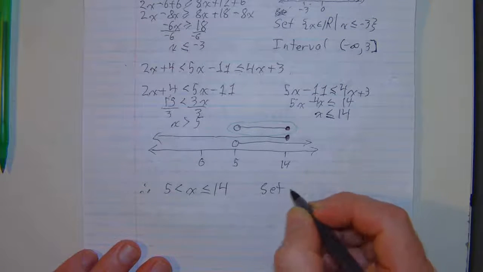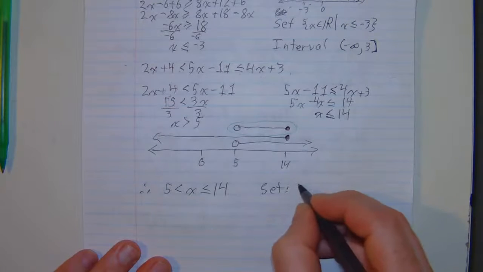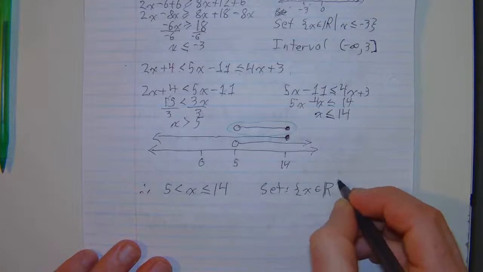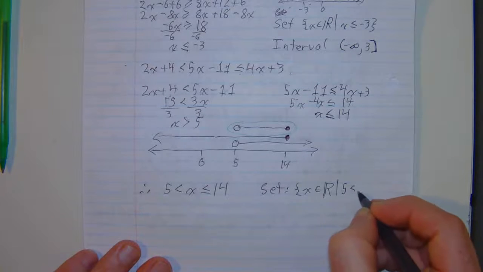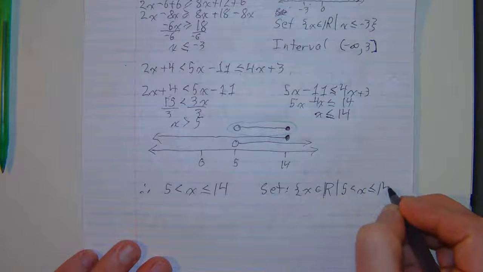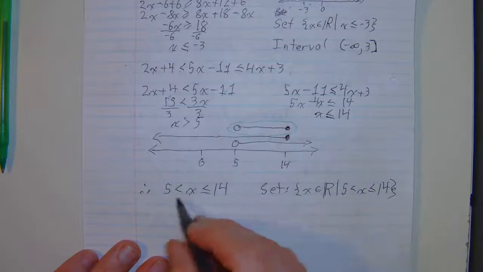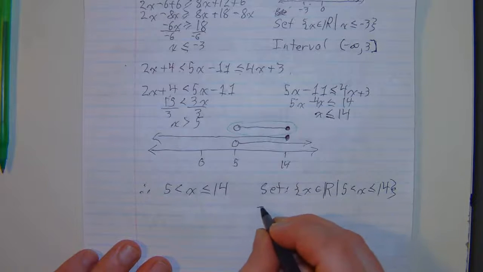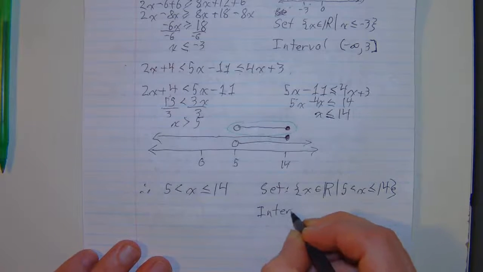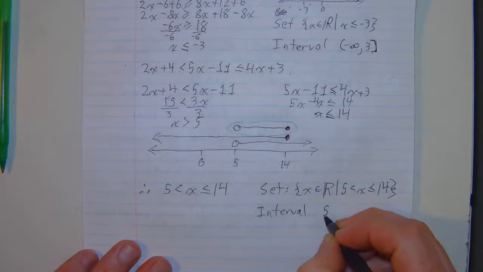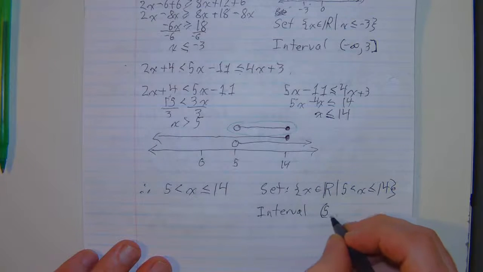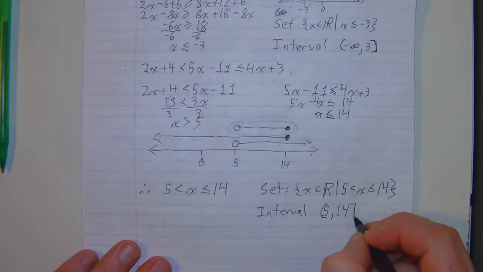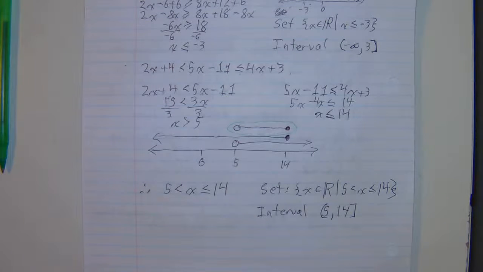And we can also write that as a set. And just like the other sets, if you have it as an equation or an inequality, it's very easy to write it as a set. And we can also write it as an interval. So we have 5 as the low end. It's not part of the interval, so it's a round bracket. 14 at the high end, it is part of the interval, so it's a square bracket.